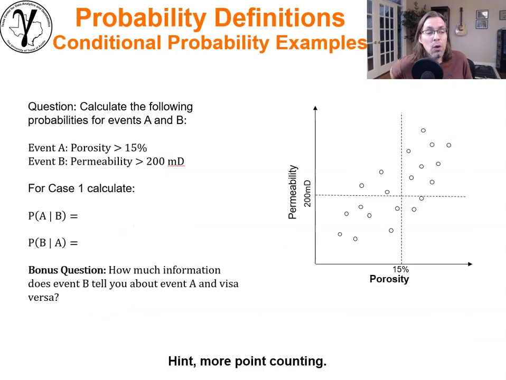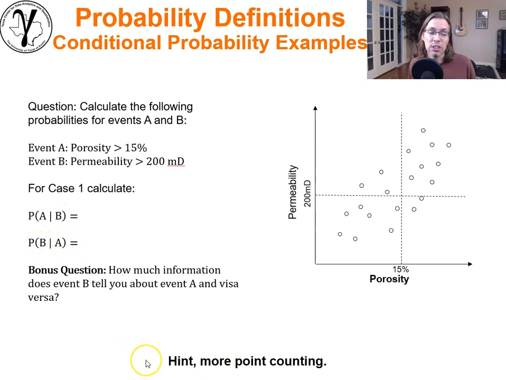Now I provide one more example here. This is just more point counting. Hint, hint, not a big deal. And we have event A is porosity, that's good, it's above 15%. Permeability, good, above 200 millidarcies will be our event B. And let's go ahead and solve for it by point counting, assuming we have a large enough experiment, you remember that. Probability of A given B, probability of B given A.